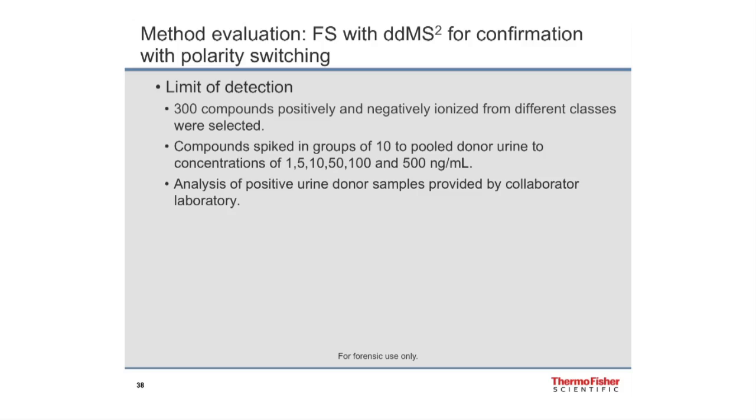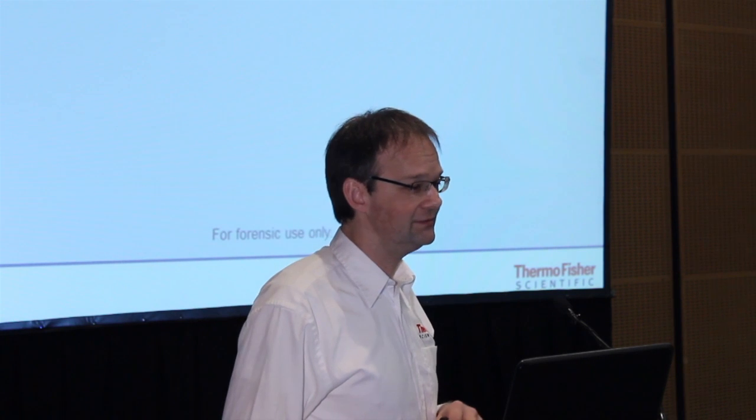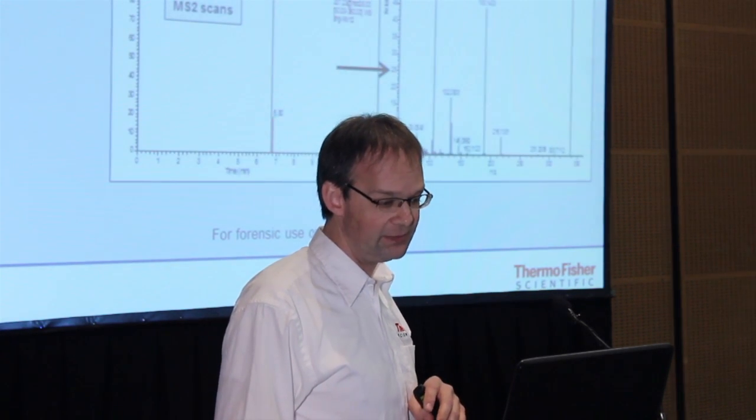So what are the results looking like? We have 300 components, positively and negatively ionized. We have components spiked in some sort of real-life samples and analyzed here from the real-life samples from a collaborator. So that's not only made up, this is a real sample.